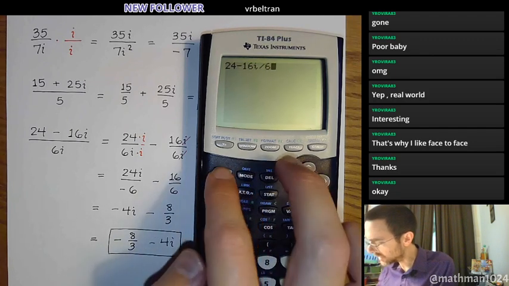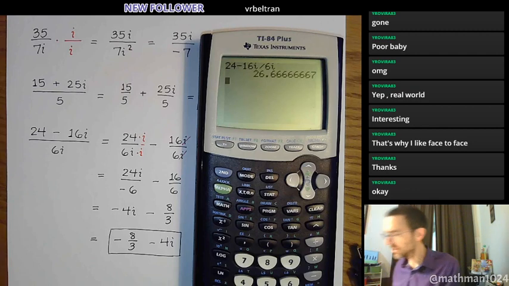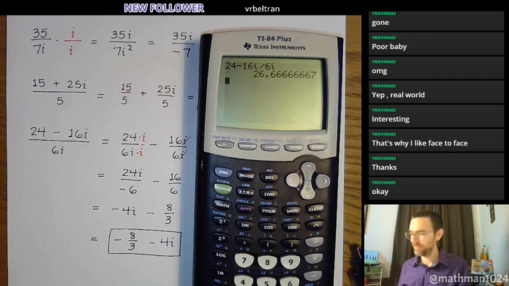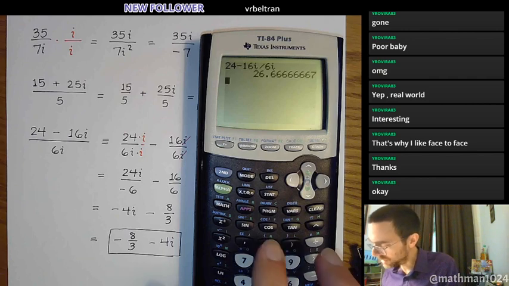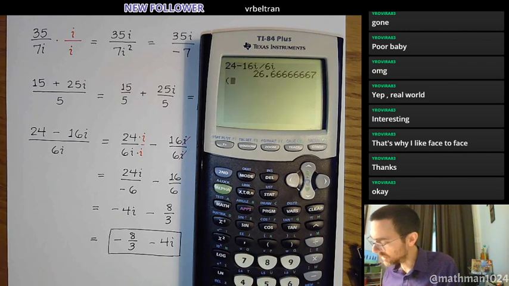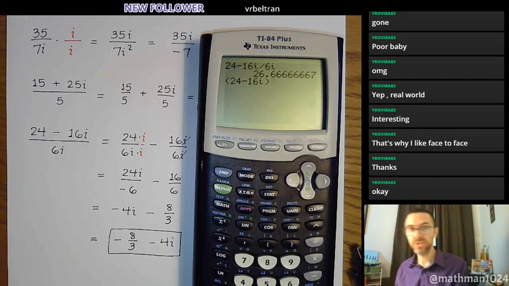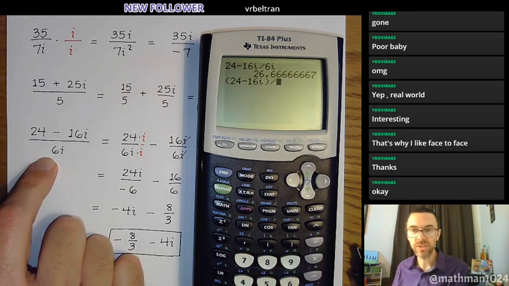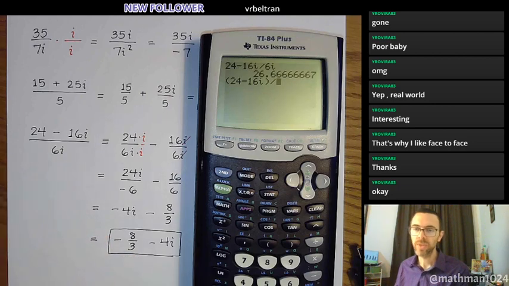divided by 6i, you get that number. That's not even close. What you meant to do, what you should have done, is taken 24 minus 16i, and you want to put that in parentheses because you have that whole group that is being divided by 6i. Okay? But again, here's another issue where you have to pay attention.